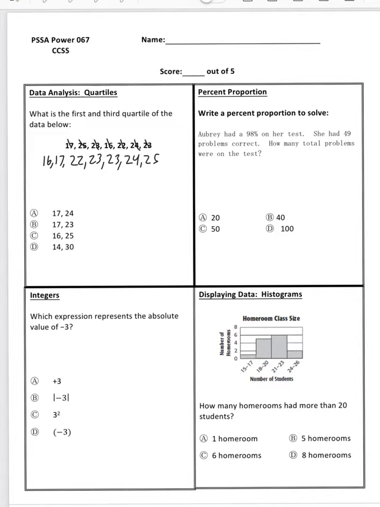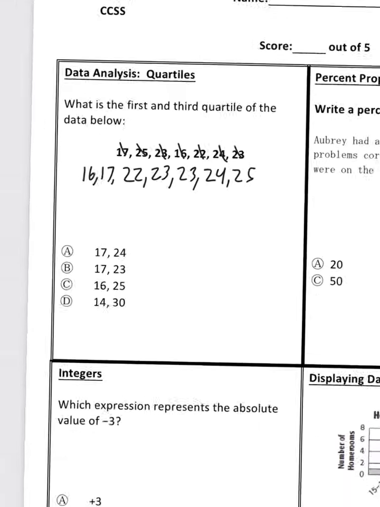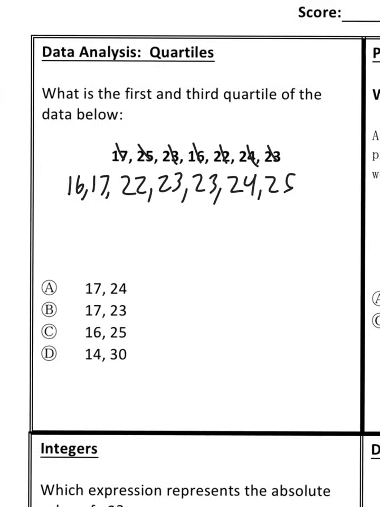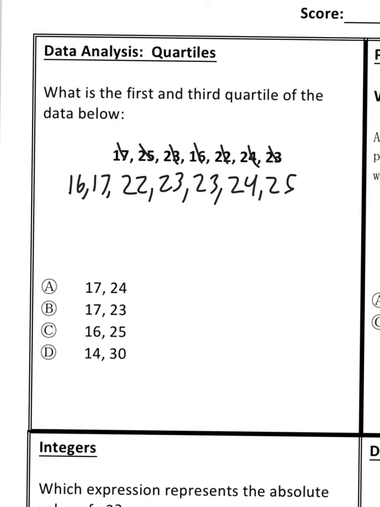Now, in the first question, it says, what is the first and third quartile of the data below? To save time, I already have my numbers in least to greatest order. So if you did not put your numbers in least to greatest order, you already know you're going to be wrong. Now, one good thing to do is always count your numbers. When I count my numbers, I notice there's 1, 2, 3, 4, 5, 6, 7. I have 7 numbers down here, so I know I didn't miss any.